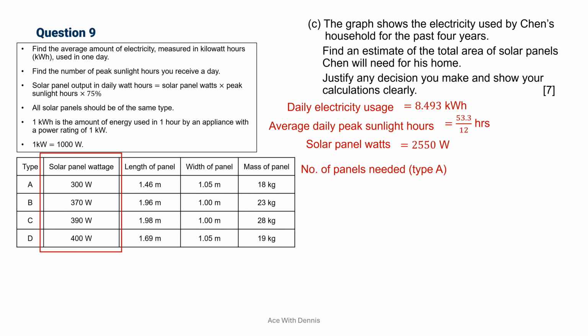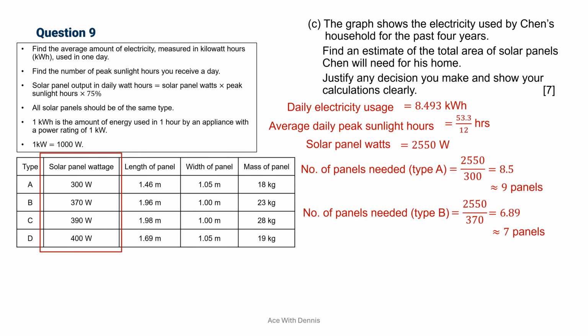So the number of panels needed for type A will be the required wattage divided by the wattage generated by one panel of type A. So in this case it is 2,550 divided by 300, which is 8.5 or 9 panels. So we do the same thing for type B. Number of panels needed for type B will be 2,550 and the specification is 370 watt. We get 6.89, which is about 7 panels.